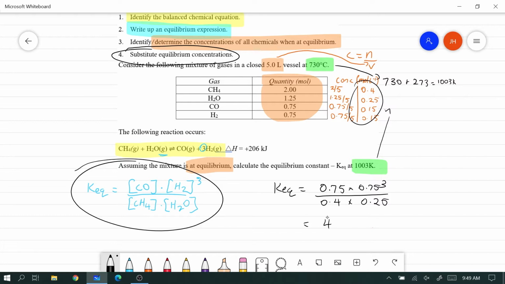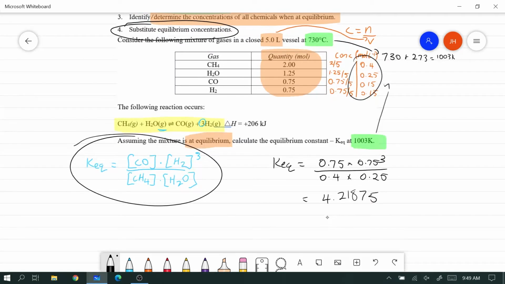And that comes to be 4.21875. To give the best answer, we should probably be giving this to 2 significant figures. So that matches our volumes and these quantities in moles over here. So that would be rounded to 4.2. Note as well that there are no units for Keq, we just give it as a standard number.